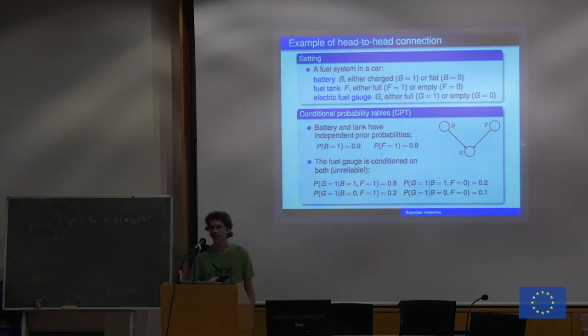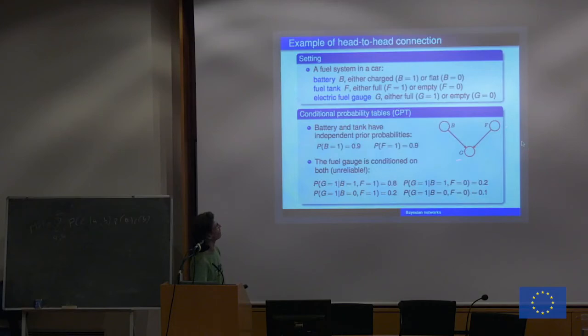So the network goes like this. The gauge is in the middle, the sink, and the two causes are battery and fuel tank. Here you have two values, battery flat and battery charged. Say the battery is charged with probability 0.9, so flat is 1 minus that. The fuel tank is non-empty with probability 0.9 and empty 1 minus that. So here I say full, meaning non-empty.